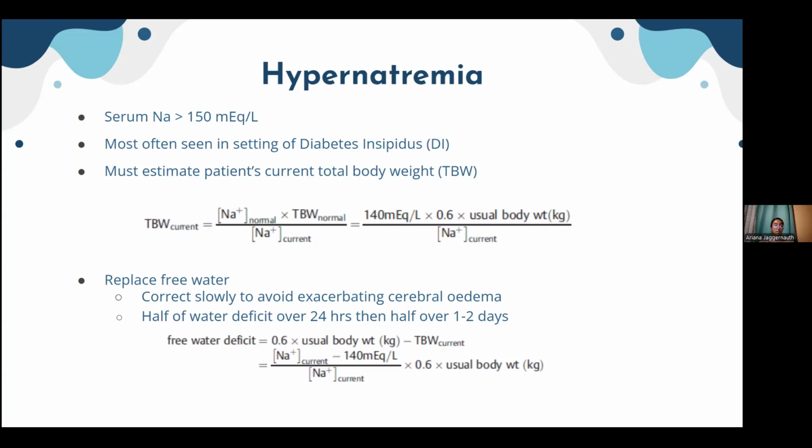So in order to calculate the free water deficit, it's by the formula that you see on the screen as well. So the current sodium minus 140 over, again, the current sodium by 0.6 by the patient's usual body weight. In order to accurately calculate the free water deficit, you could use the formula. However, there are multiple apps available to calculate the free water deficit as well.